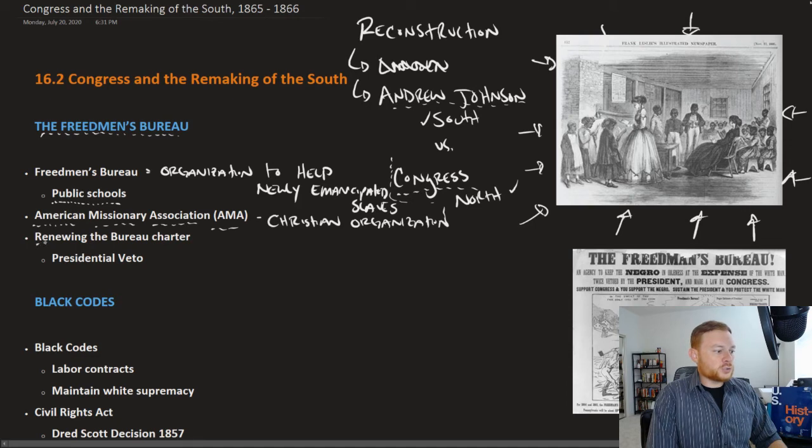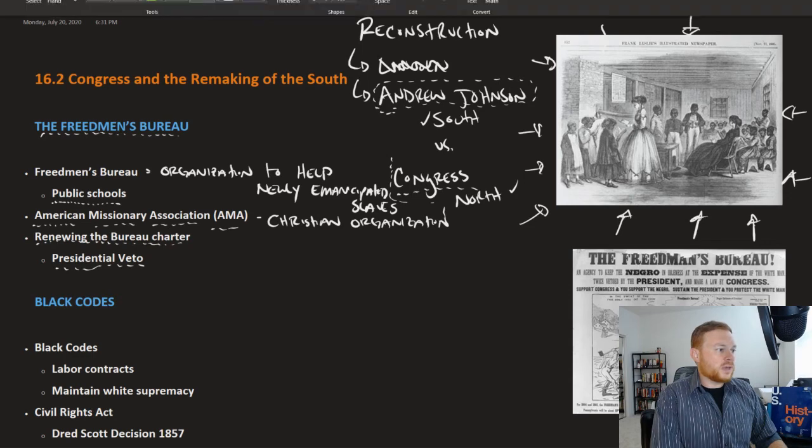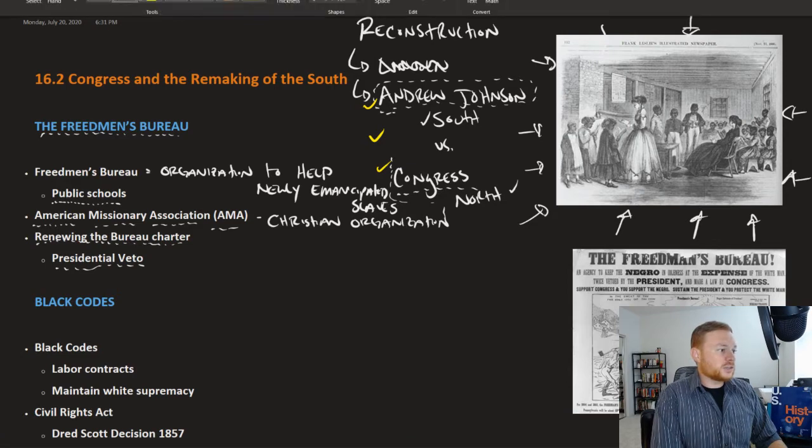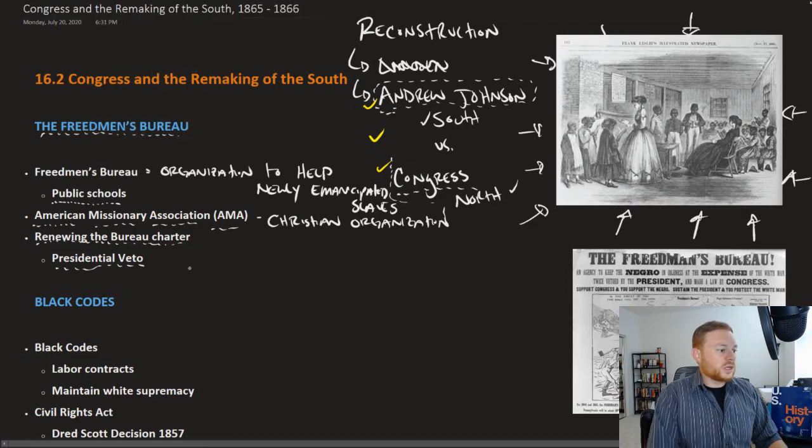Congress sought to renew the Bureau's charter. It was initially set to expire. However, this time, President Andrew Johnson is there in office, and Johnson responds by vetoing the recharter of the Freedmen's Bureau. So once again, we begin to get more of a taste for what this clash between the president and Congress looks like.